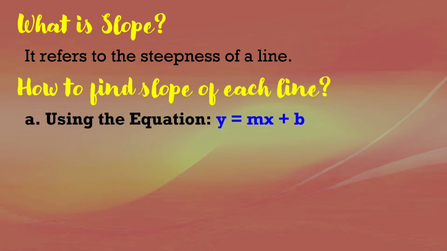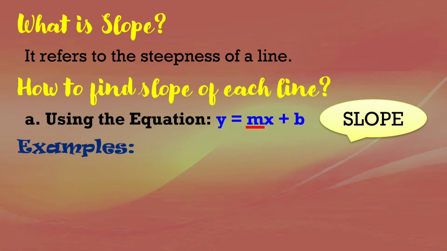So, letter A, so using the equation y equals mx plus b. So, di ba last topic, nadidiscuss ko na to sa inyo. Wherein si M, siya yung ating slope. So, let's have an example. So, review lang to. Kasi na-discuss na natin to last time. So, let's have number 1. So, y equals 2x plus 3. So, ang slope natin dito, ito yung katabi lagi ni x. Diba? Si 2. So, ang slope natin dito ay 2.